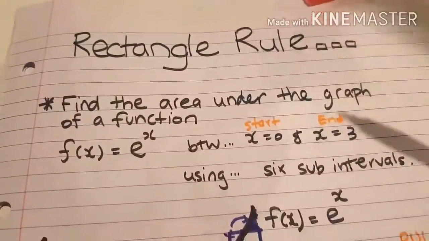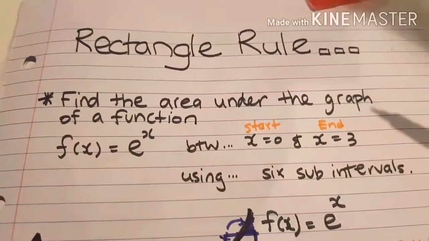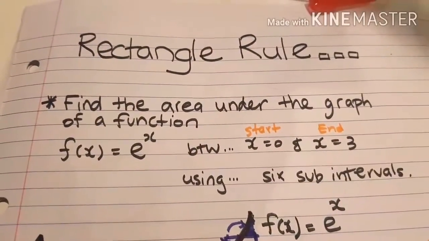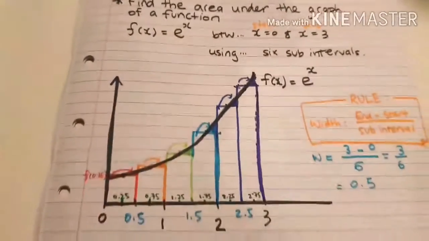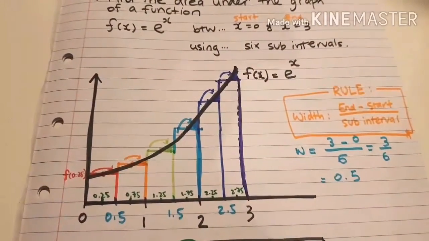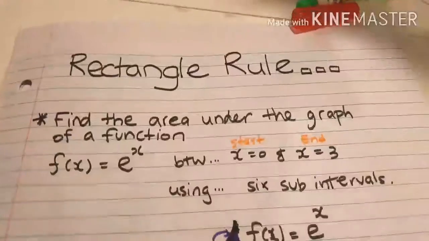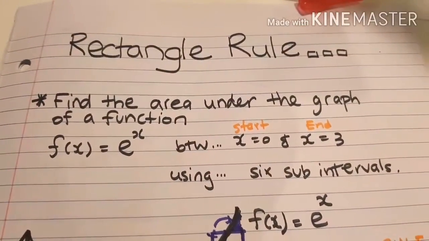This was the rectangle rule. In the next lesson, I'll come back with a different rule, which is going to be the trapezium rule. And hopefully it's going to be more accurate than the rectangle rule. So let's find it out in the next lesson.